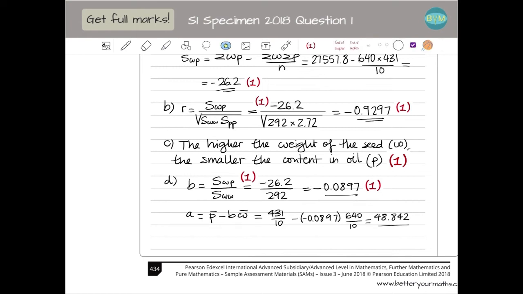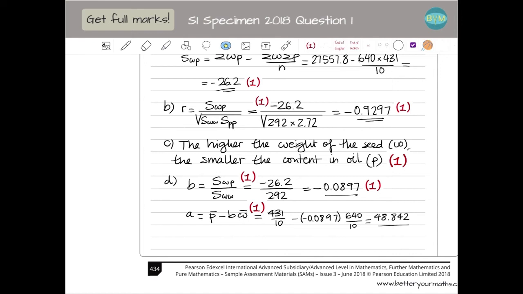So we have the value of A. The mark you are getting here is for using the correct method and substituting it well. And now the final mark is for writing the line of regression.